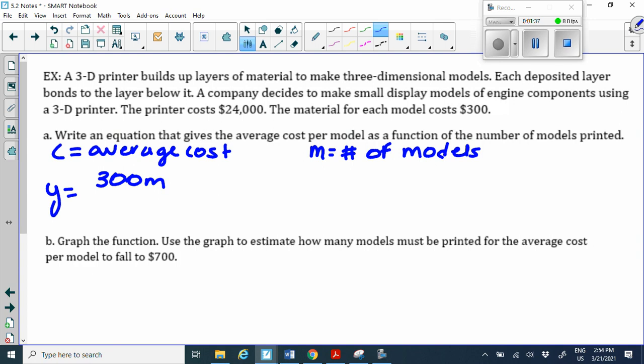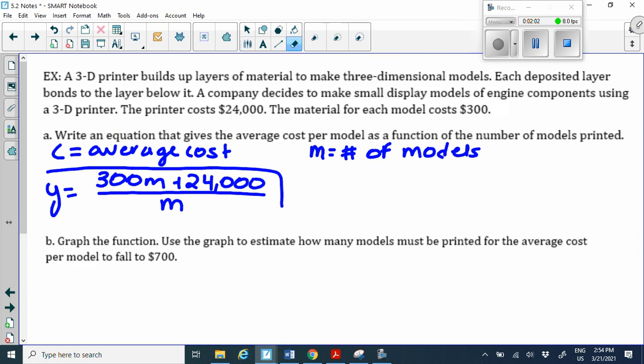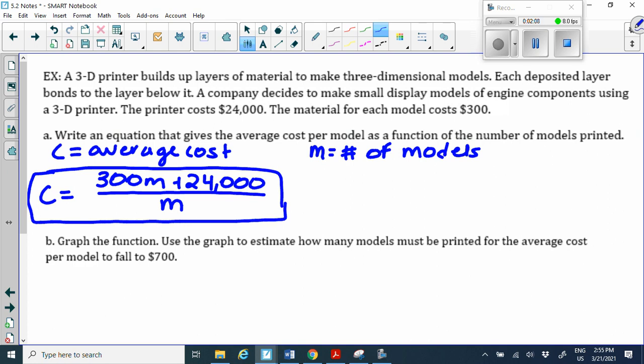Now we also have to include the cost of the printer. That is really a one-time cost, so all they did was pay $24,000 for the printer, and that's it. Okay, so that basically is the cost, but remember we're doing the average. So how do we represent how many there are? Well, we divide by how many models there are, N. So that'll be our model here. And actually this shouldn't be Y equals, it should be C equals. There we go. Make sure we use the correct variables there.